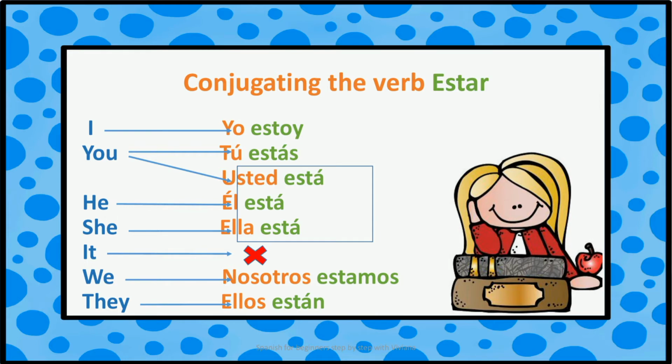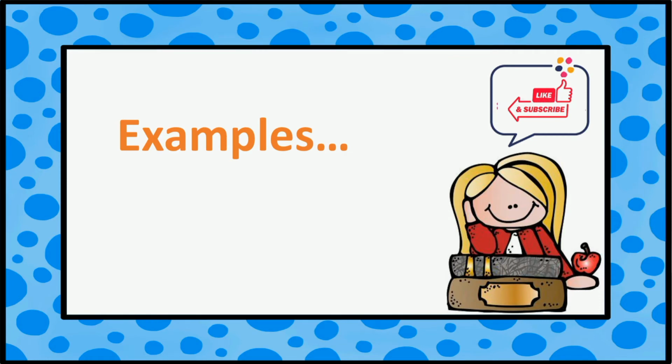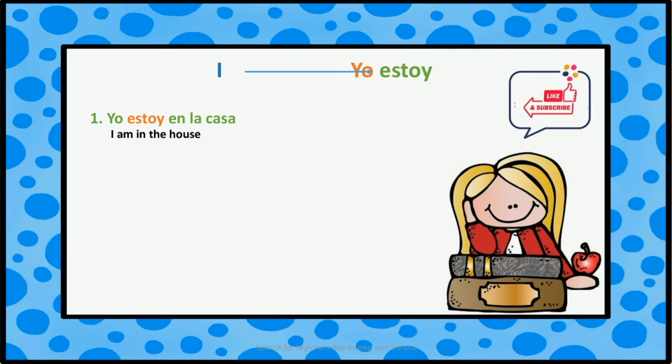Now we will look at examples where we will practice the conjugation form of each pronoun with the verb estar and remember when we should use it. Now we will start with the pronoun I. I mean yo. The conjugation is yo estoy. Yo estoy en la casa. I am in the house. I use yo estoy because I am talking about my location.